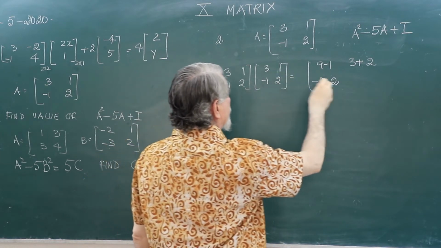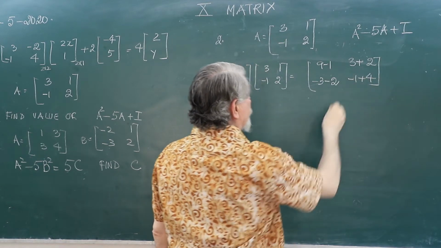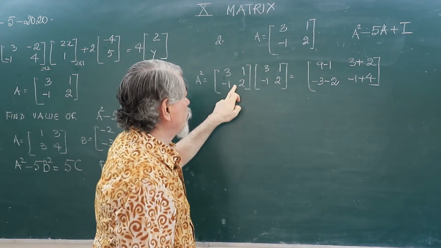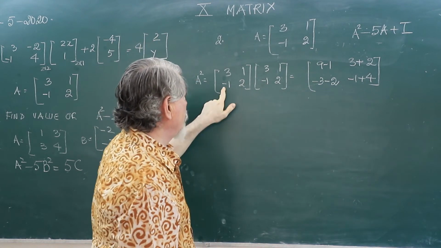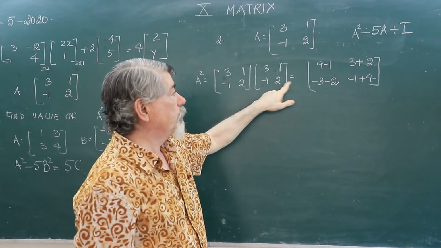Then minus 1 plus 4. Minus 1 into 3 is minus 3. 2 into minus 1 is minus 2. Minus 1 into 1 is minus 1. 2 into 2 is 4.